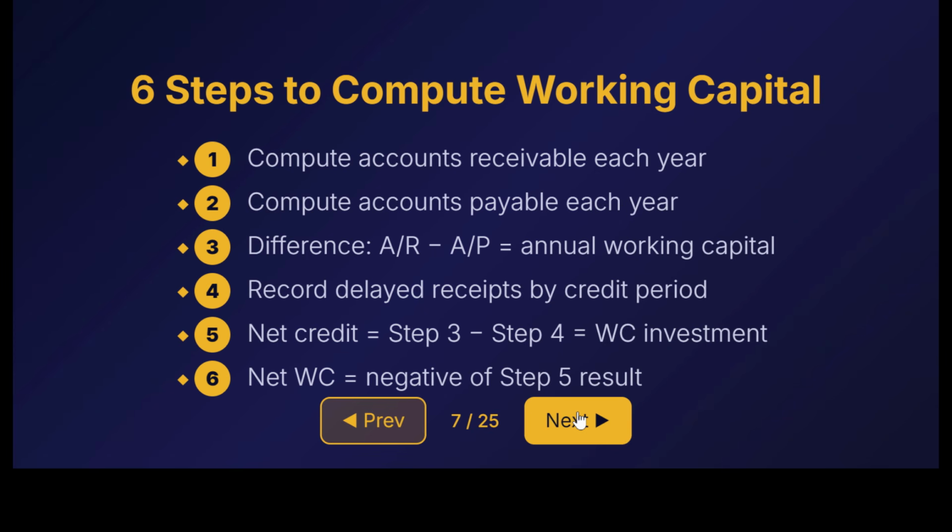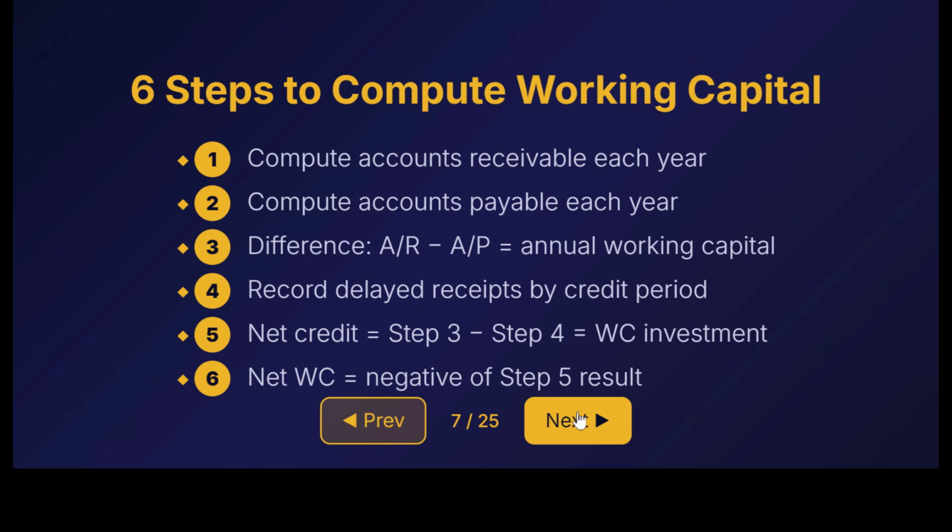Step 4. Record the payments that will be received with a delay equal to the credit period. Step 5. Compute net credit, the result of Step 3 minus Step 4, which represents the investment in working capital. Step 6. Net working capital for cash flow purposes is the negative of Step 5.